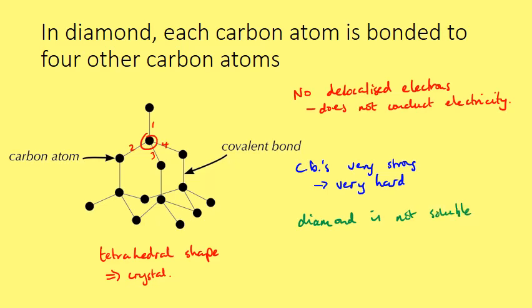For it to be soluble, these covalent bonds would need to be broken by the solvent, and they're too strong, so they don't dissolve, and the diamond will just stay as a diamond even if you left it for hundreds of years in a solvent like water or whatever.